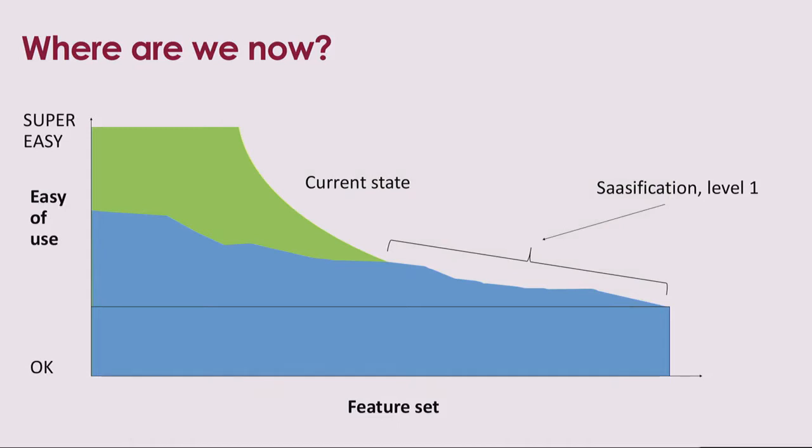This is roughly where we're at with the Tenerife scope. I put up something here called Saasification level 1. I'll come back to what that actually means. But in the essence of time, we actually had to cut back. Level 1 is the lowest level of our bar, so to say. So that's where we're currently at.